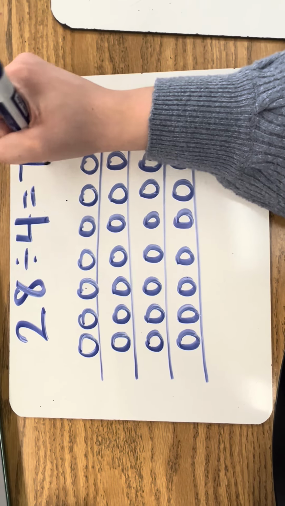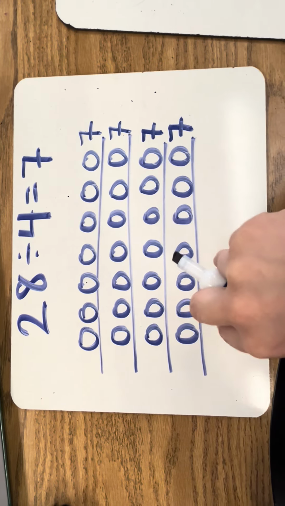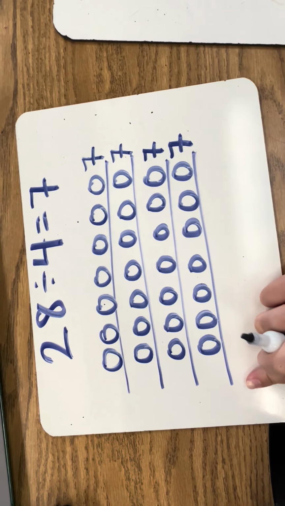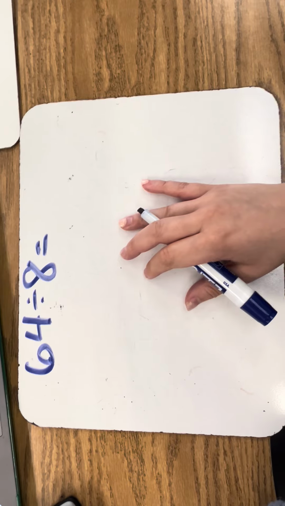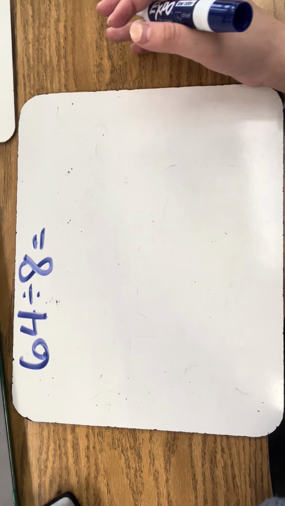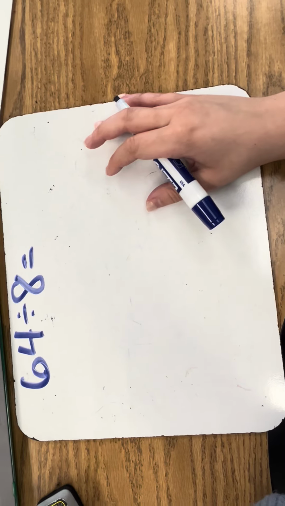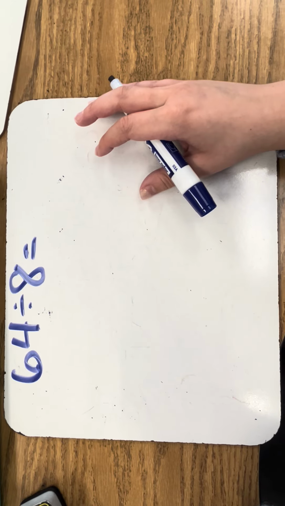So that means that if I have 4 groups and 28 total of something and I give them all the same number, that's going to be 7 in each group, and that's my answer. Arrays are great strategies, but they don't work as well when we are dividing bigger numbers because the arrays can get really big, they can get messy, and they just take a longer time. So my other strategy that I really like to use is the fact family strategy.